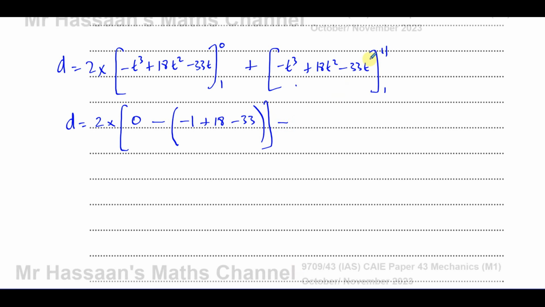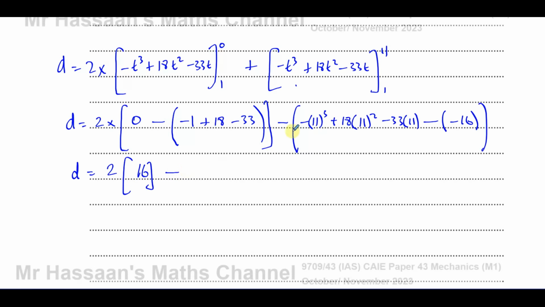So we're going to put now 11 inside here and 1 inside here. So we're going to have here minus 11 cubed plus 18 times 11 squared minus 33 times 11 minus, and then we're going to put 1 in here as well, which will be the same as this, which if we work this out now, that's minus 34 plus 18, which is minus 16. Okay, I've just worked out what that is. So D is equal to 2 times minus 16, which is 16, and plus, I have to add, I don't know why I put plus. Okay, that should be a plus here, not a minus.